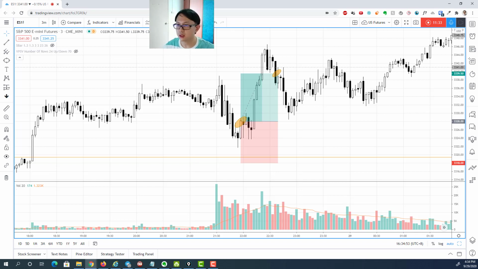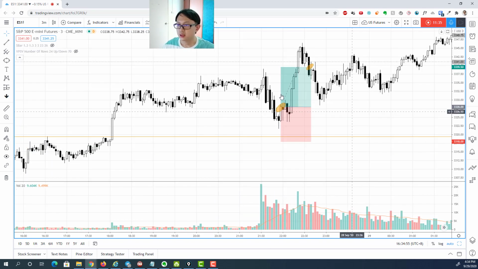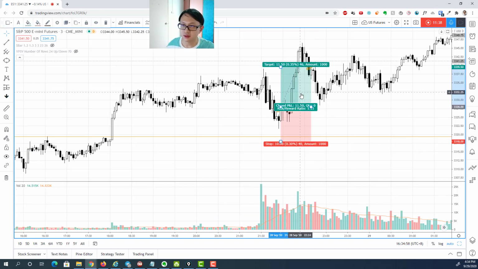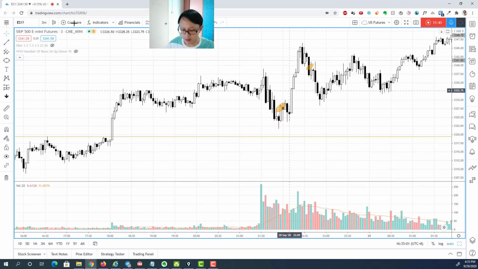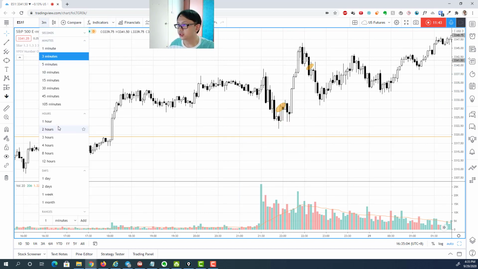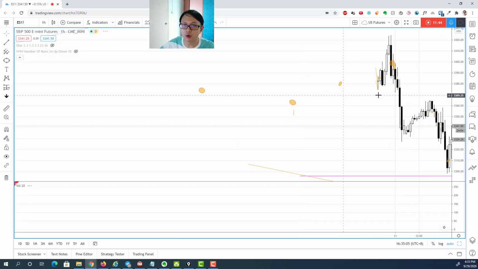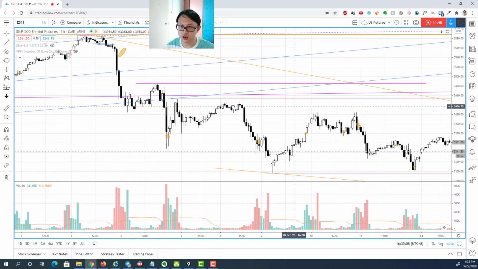So pretty happy with the results. So anyway, this is the trade review, and let me just get back to the hourly time frame and talk more on the current market condition.